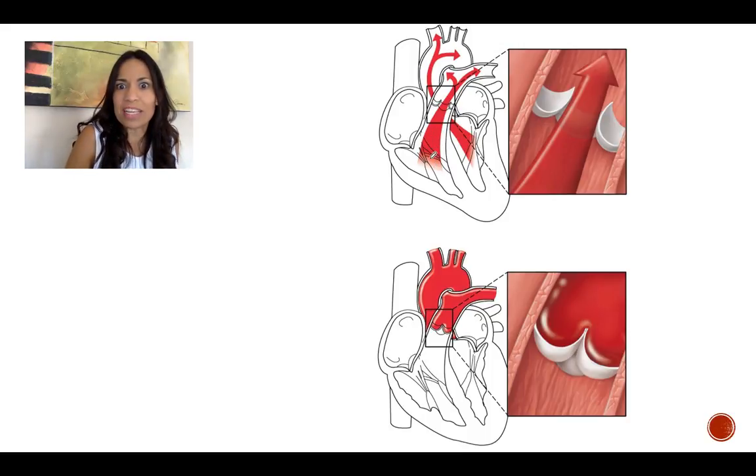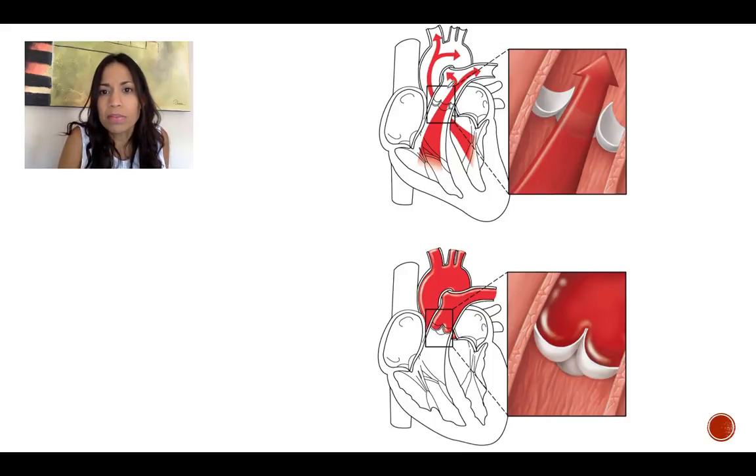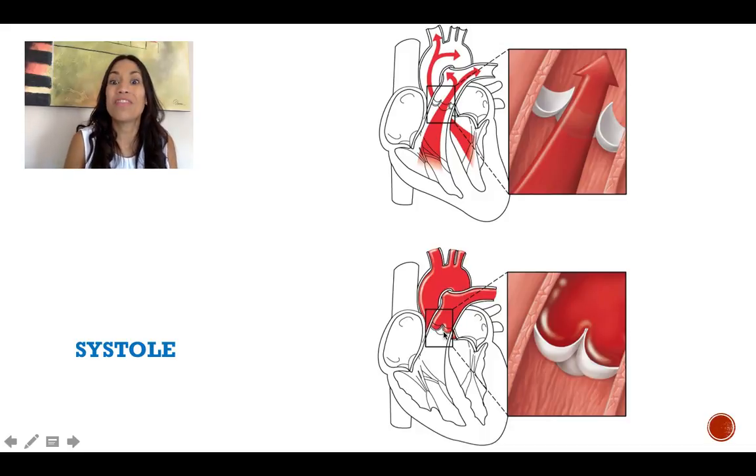When the pressure in the ventricle is higher than the pressure in both the pulmonary trunk and in the aorta, the semilunar valves, which are the exit, remember, of the ventricles, open. So the pulmonary semilunar valve in the right ventricle and the aortic semilunar valve in the left ventricle open. And then the ventricle can eject the blood, and the blood flows through these valves. This phase is called systole, which is the contraction of the ventricles, okay?